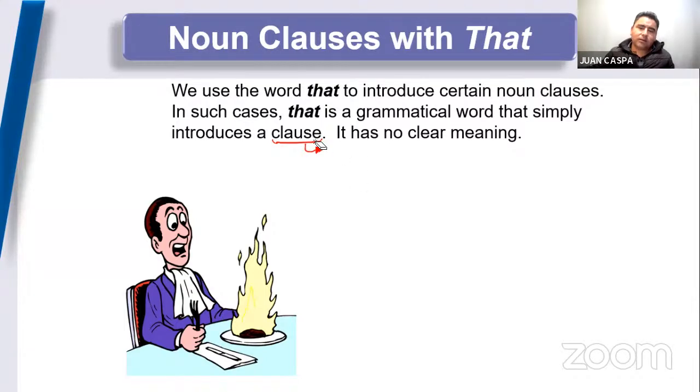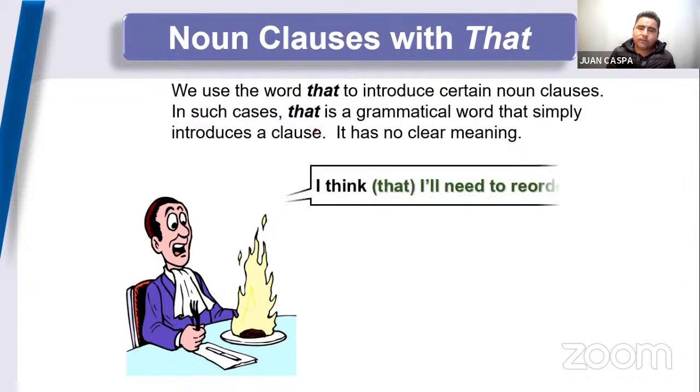Clause es como una idea, ¿no? Es como no necesariamente una oración, pero es una idea. Okay, one sentence sometimes can be formed by two clauses. Una oración puede estar formada por dos ideas, or by only one clause. For example, I think that I'll need to reorder, because it's burning, right? But over here, sometimes it's not necessary, right? I think I'll need to reorder, sorry. Sometimes we don't need this that that introduces a clause.